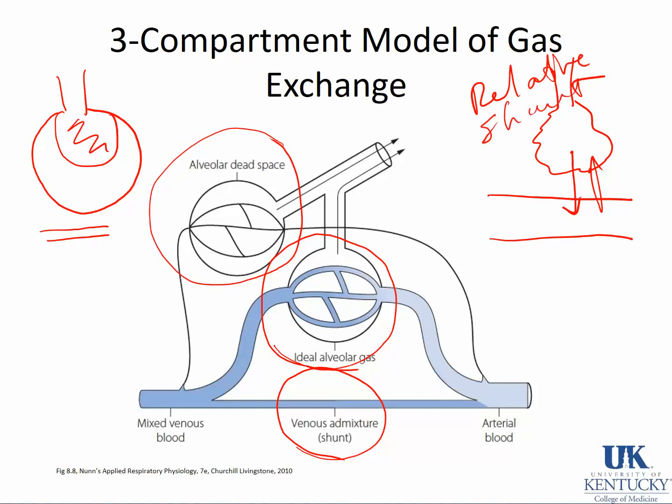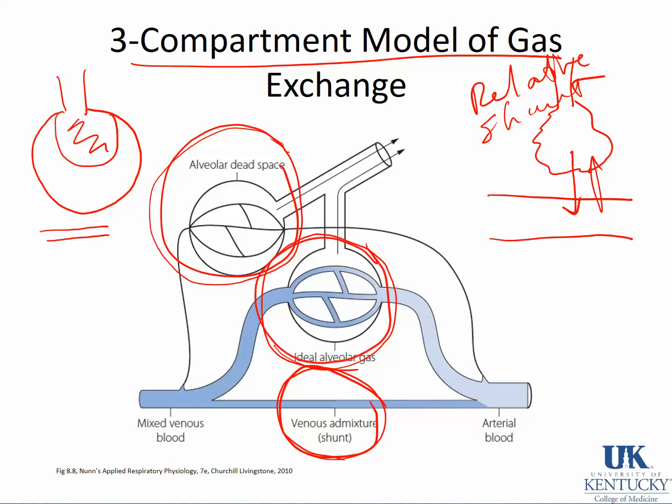But again, this 3-compartment model of gas exchange assumes that all lung units fall into one of 3 types: either dead space with ventilation and no perfusion, shunt with perfusion and no ventilation, or perfect lung units. And we'll see that come up in another slide, a few slides down the road.